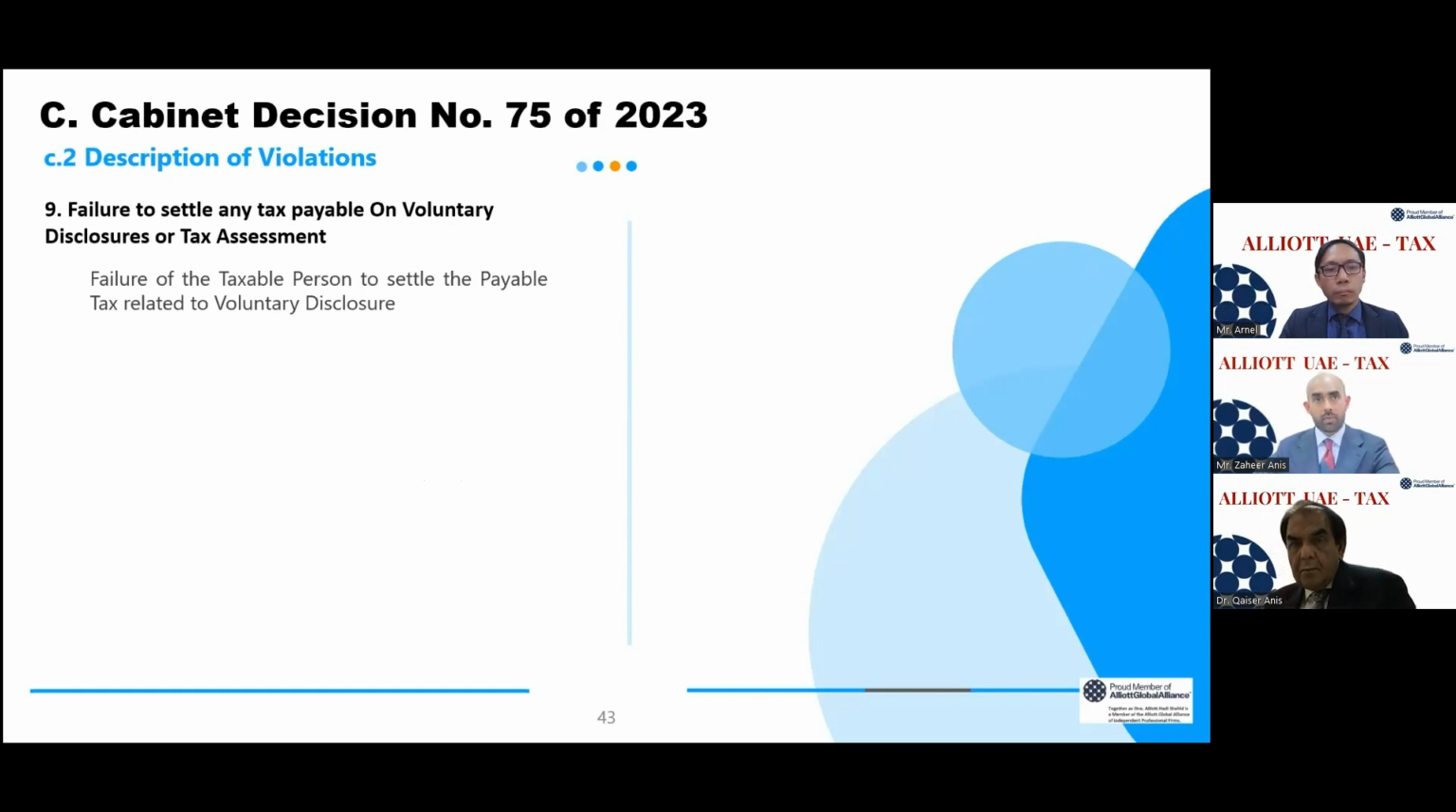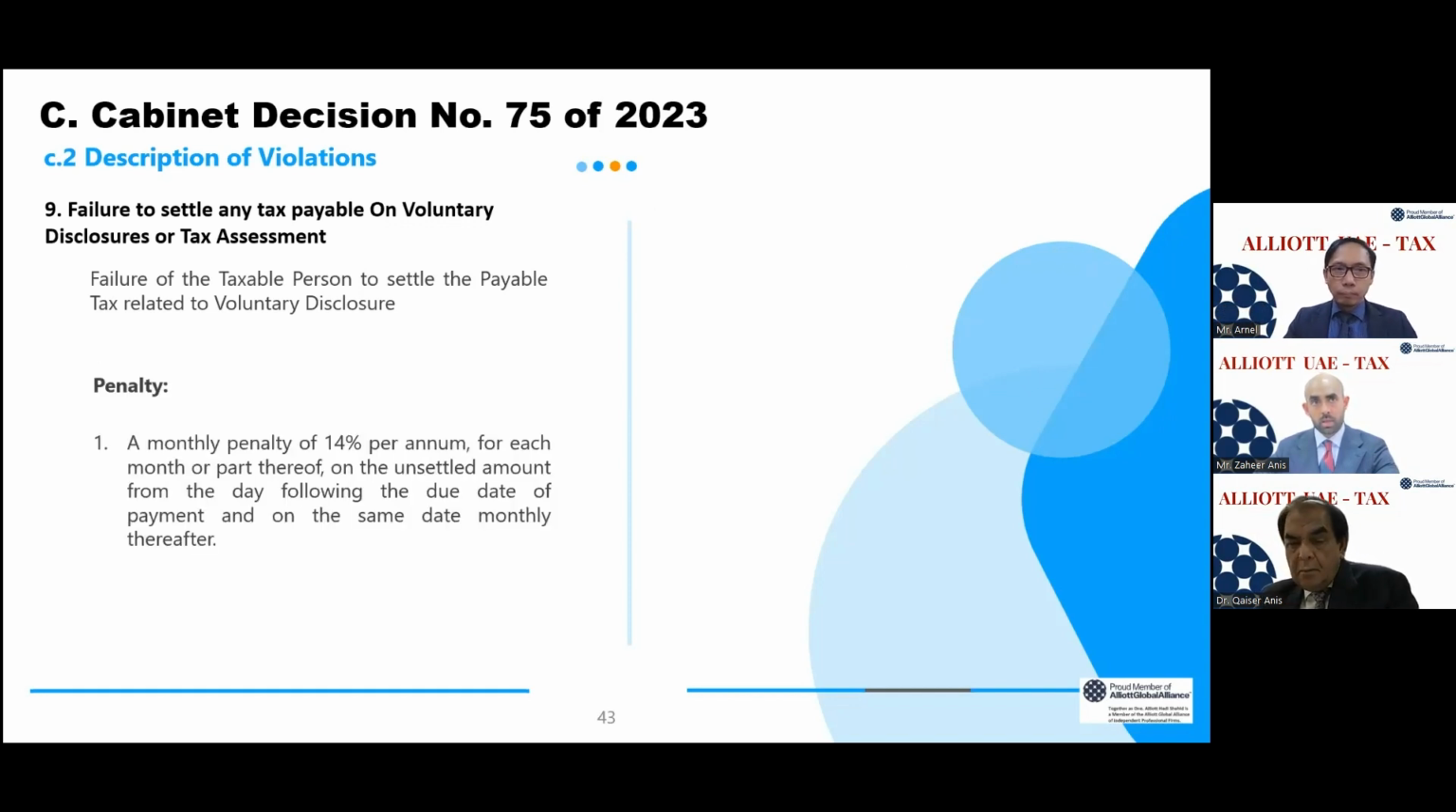Now, in the event of voluntary disclosure where the tax payable is not settled, there is a penalty for that. Similarly, it's going to be 14% per year for each month or part thereof on the unsettled amount following the due date. So this is in the case of a voluntary disclosure being made and the tax payable is not settled.